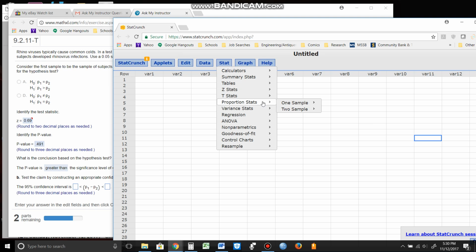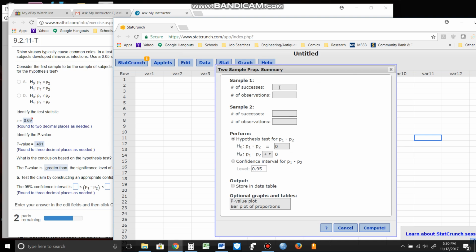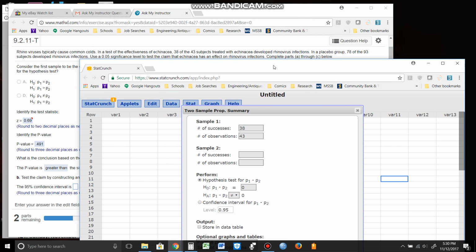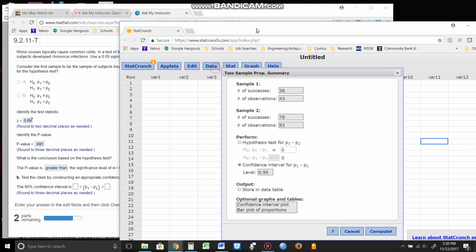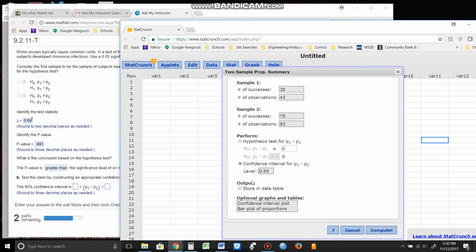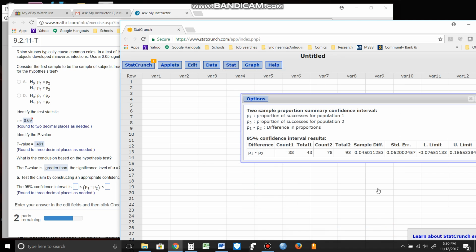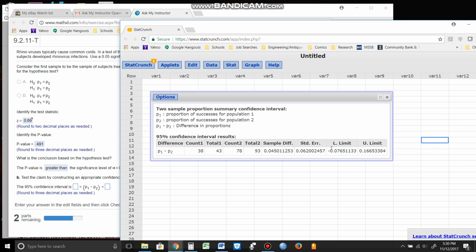So go back to two-sample proportion with summary, re-enter the values again, which is kind of a pain, but unfortunately we have no choice. We have to do this, 78 and 93. And now I'm going to do a confidence interval, and specifically I'm going to do a 95% confidence interval. So go ahead and leave this as the default value, hit compute, and here is the answer.